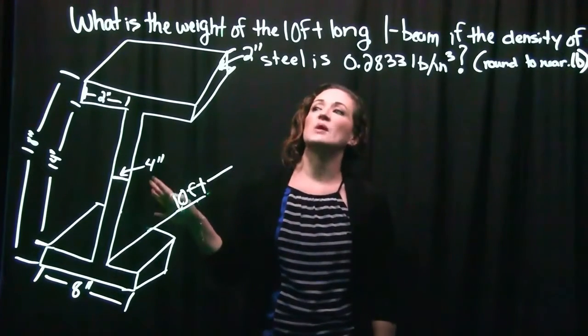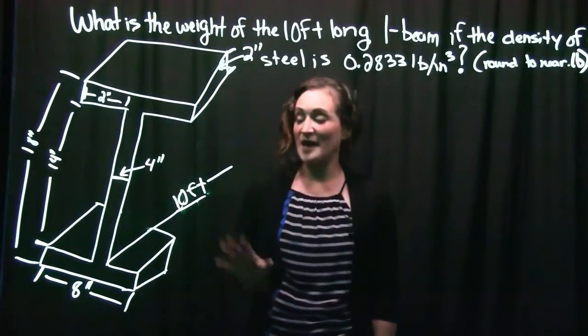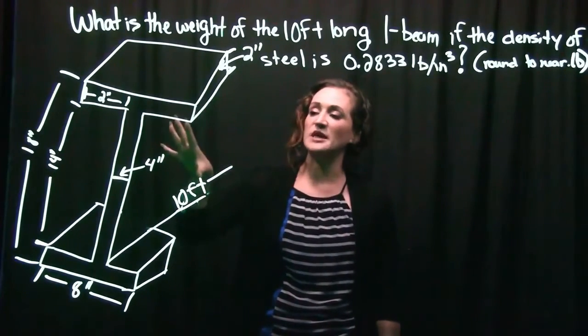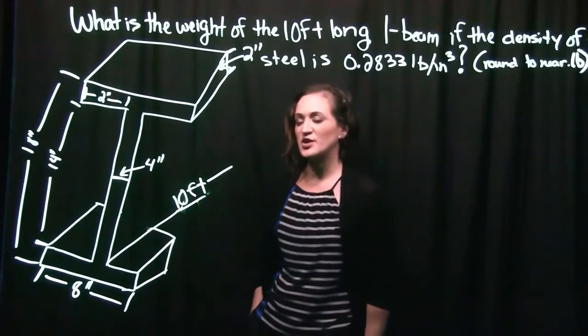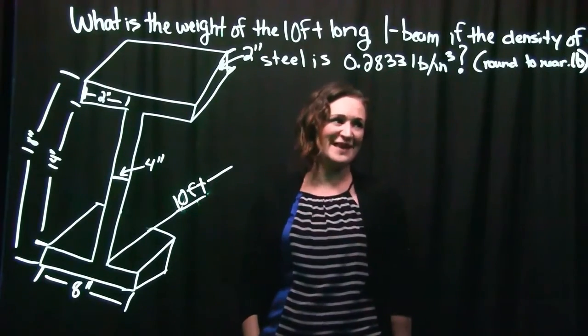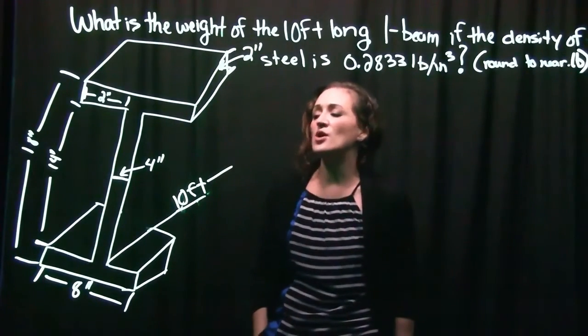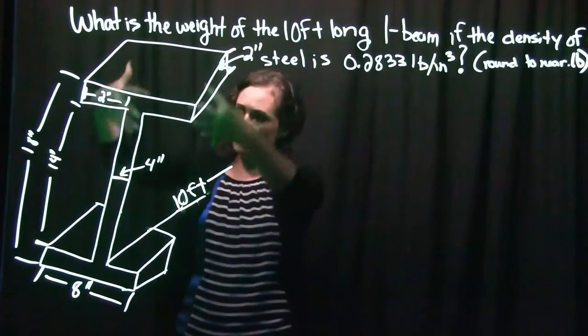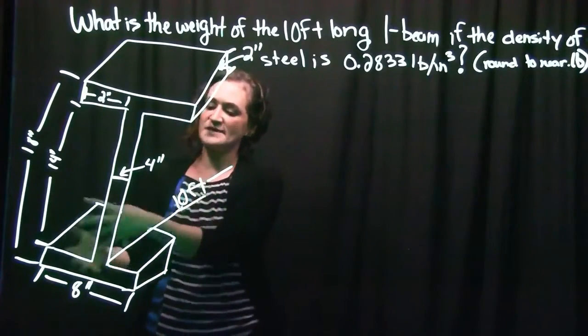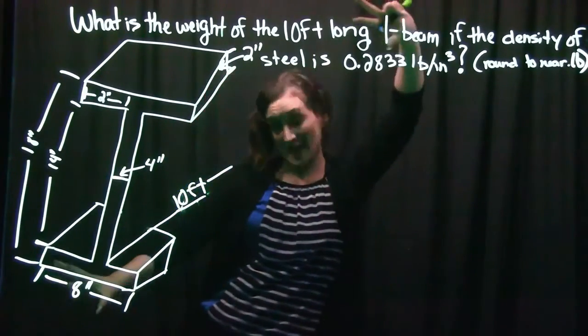So here we have the following problem where we're asked to calculate the weight of this 10-foot I-beam, and it tells us that the density of steel is 0.2833 pounds per cubic inch. So they want to know how much this thing is going to weigh. They give us the front piece of it here. So we have this I-beam, and this is going to go out 10 feet.